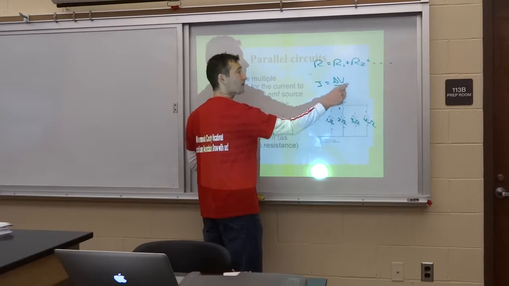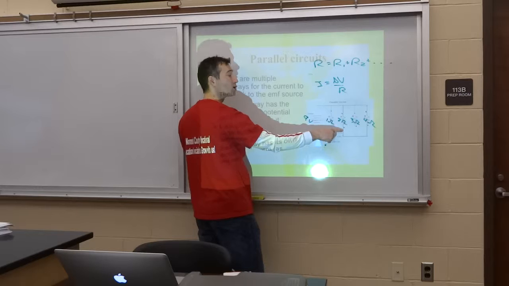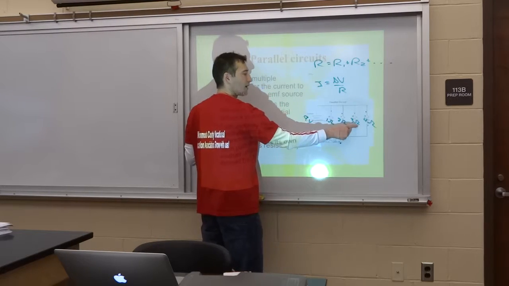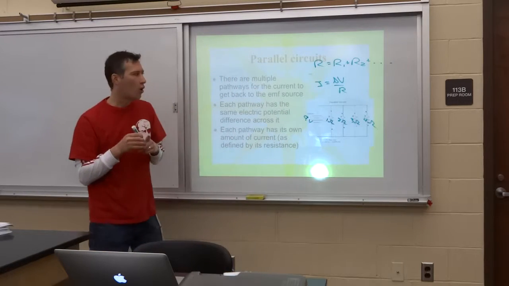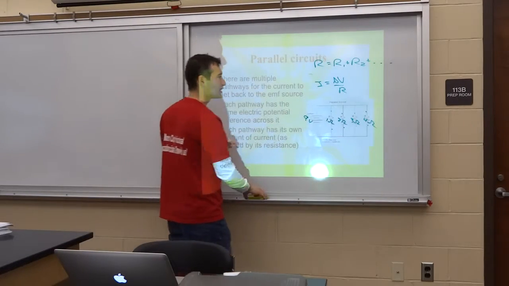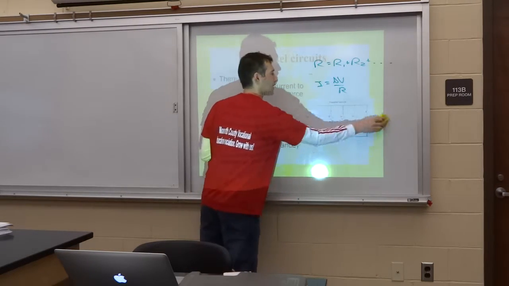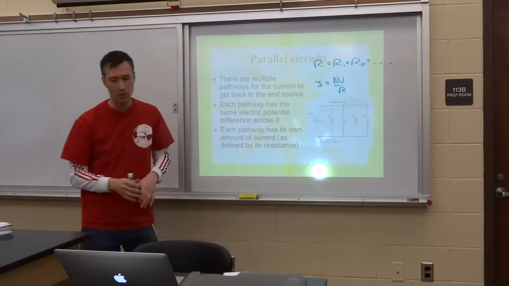This one would get 9 volts divided by 2 ohms, so it would get like 4.5 amperes, right? This would be 9 volts divided by 3 ohms. So how much current there? 3 amperes, right. So Ohm's law totally applies. We just have to be careful that if we're finding the branch current, we're just using that branch's resistance.